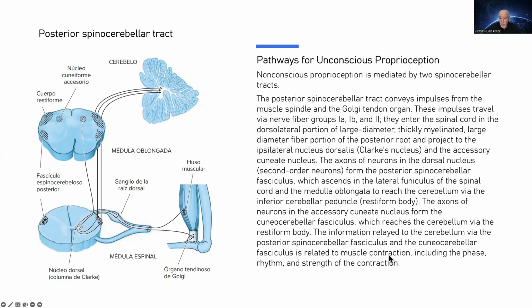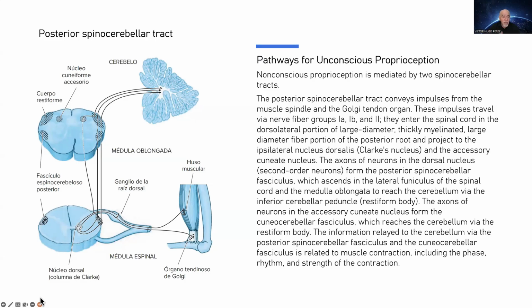The information relayed to the cerebellum via the posterior spinocerebellar fasciculus and the cuneocerebellar fasciculus includes the phase, the rate, and the strength of the contraction. Here we have the scheme related to this interesting posterior spinocerebellar tract.